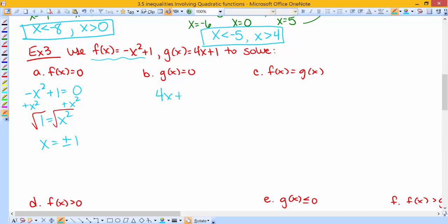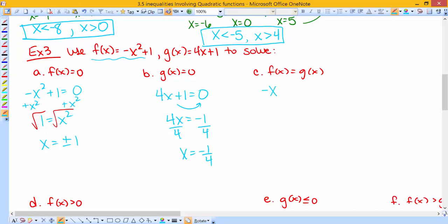For B, it's g of x. So this is 4x plus 1 equals 0. Move the 1 over. 4x equals negative 1. Divide by 4. And x equals negative 1/4. Okay, that was easy.